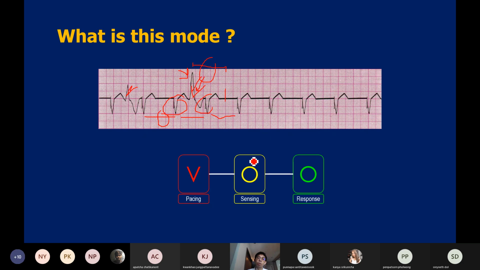So it should be O in the sensing. And if there is no sensing at all, there cannot be any response to sensing. So it should be O again in the third letter of the pacemaker code.